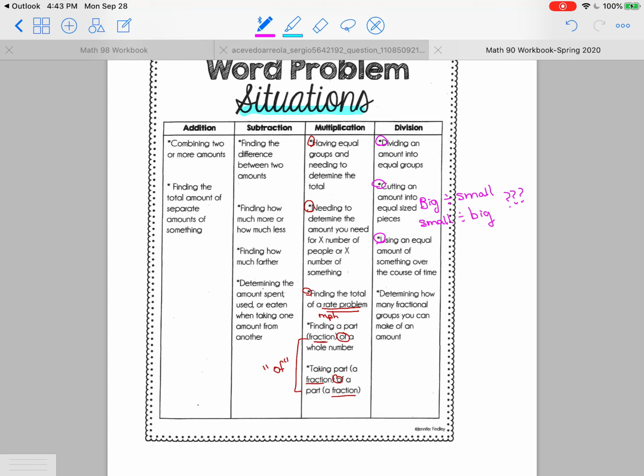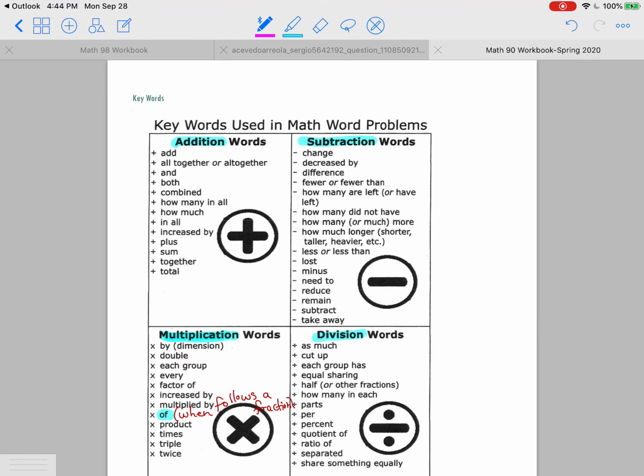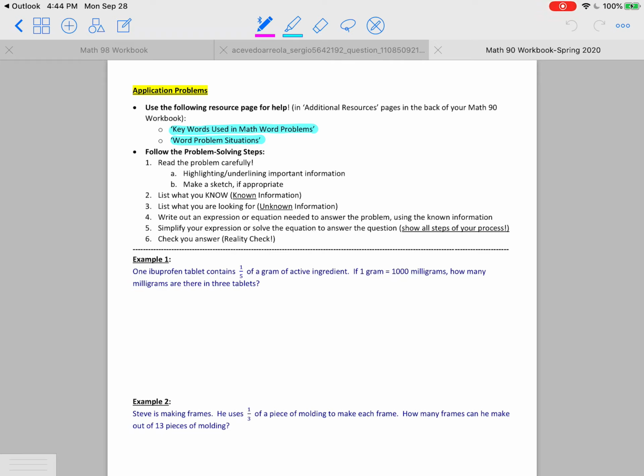Using an equal amount of something over the course of time is another situation, and determining how many fractional groups you can make of an amount. These ones are tricky. And I would say for the multiplication and for the division, really just think about the situation. Draw a sketch. Try it both ways. See which one makes the most sense. So you have to really use more critical thinking skills when you're trying to figure out multiplication and division word problems.